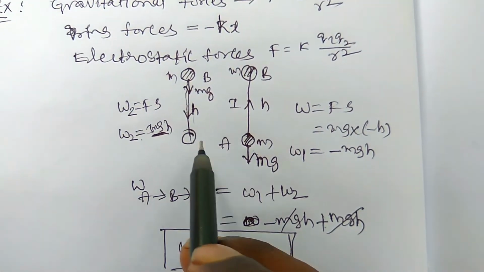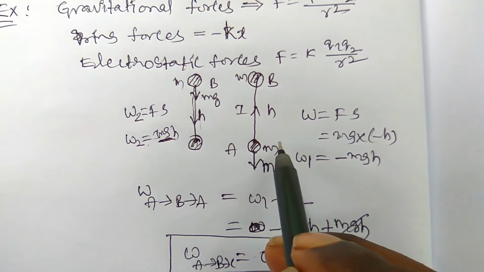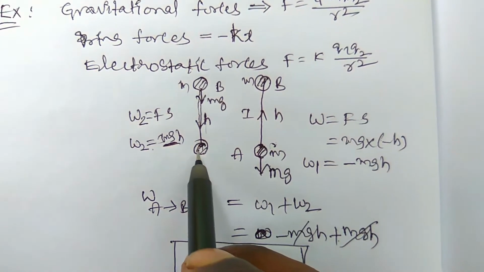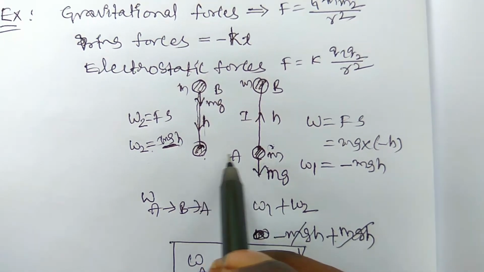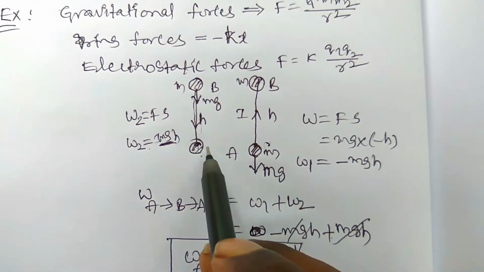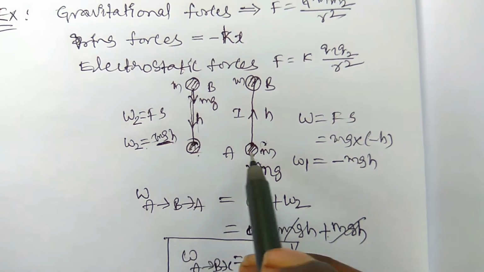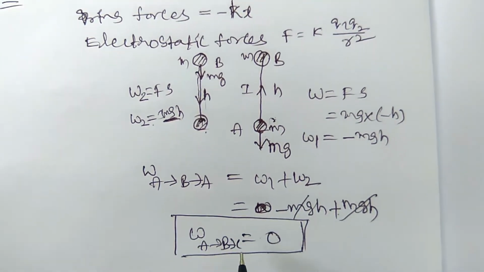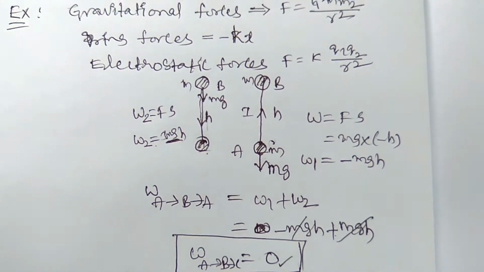So here, the displacements of the bodies, the initial and final. This is the initial point of the body. This is the final point of the body. After the work done, both bodies are at the same point. So the initial and final points are the same. Hence the work done is equal to 0.